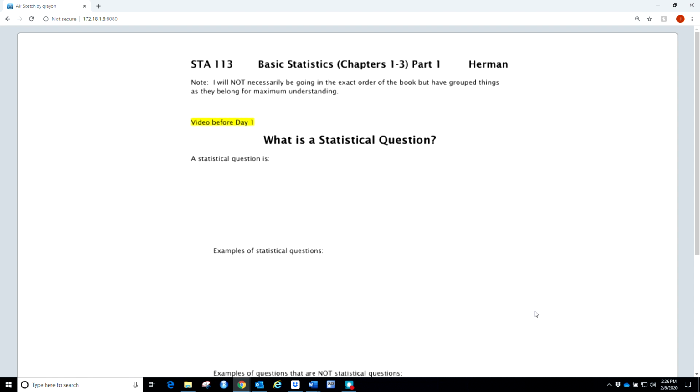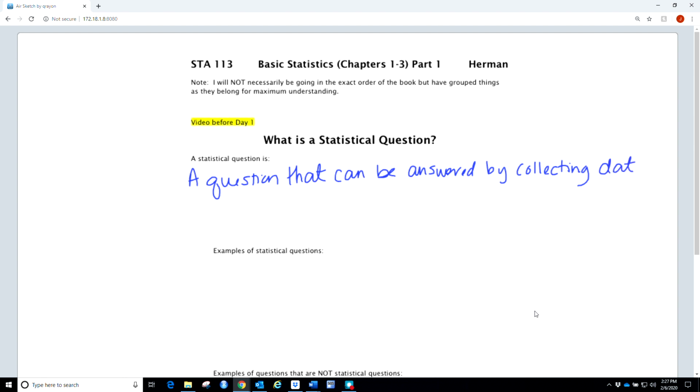So we're going to start by just understanding what a statistical question is. The reason why this is important to us is because really the main goal of statistics is to use data to answer questions. And so we've got to start with what we refer to as a statistical question. So what is a statistical question? Well, it is a question that can be answered by collecting data and where variability is expected in that data.